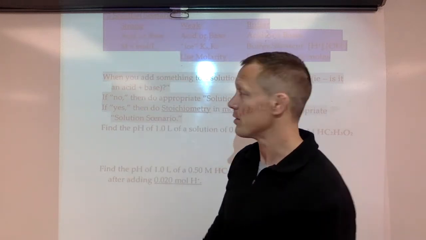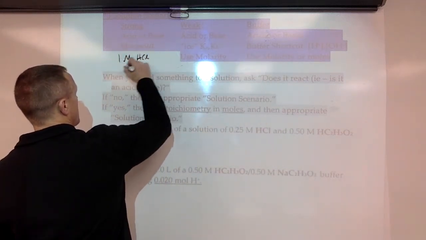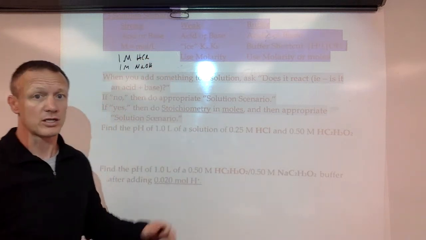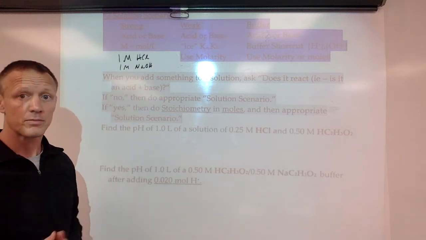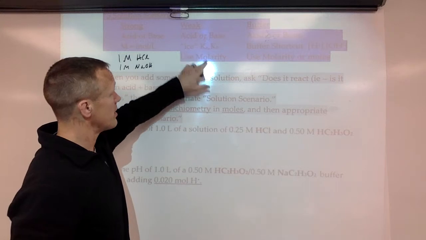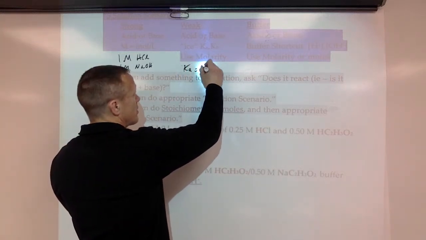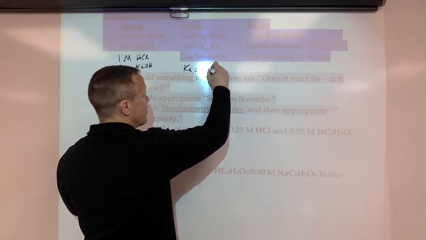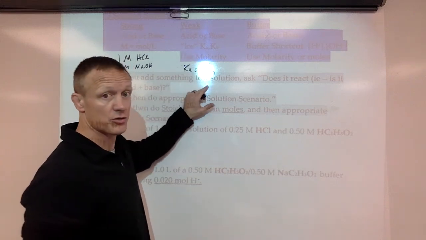Pretty simple. If you have 1 molar HCl or 1 molar NaOH, well, they're 100% dissociation, so that's 1 molar concentration H plus, 1 molar concentration OH negative. You can negative log those values and get pH or pOH. If you have weak acid or base, then you do Ka equals x squared over concentration of the weak acid, or you do Kb equals x squared over the concentration of the weak base.